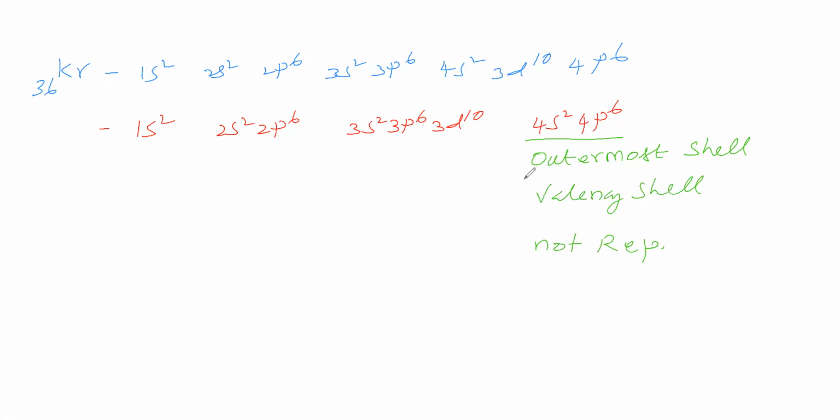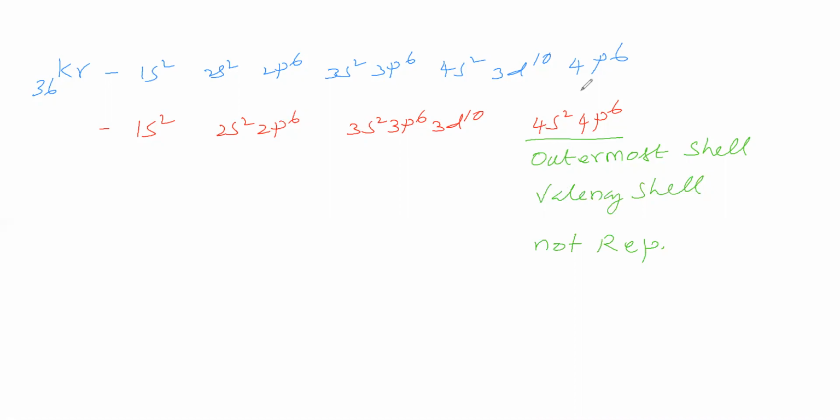Representative elements mean two conditions. One is that the valence shell configuration is equal to the outermost shell configuration. Another condition is that the valence shell should have electrons less than 8. Here the valence shell configuration is equal to the outermost shell configuration, no doubt, but the number of electrons in the valence shell is 8, therefore it is not a representative element.